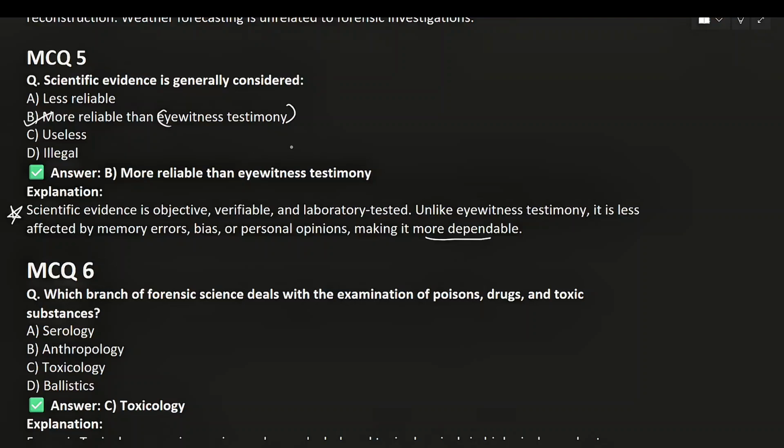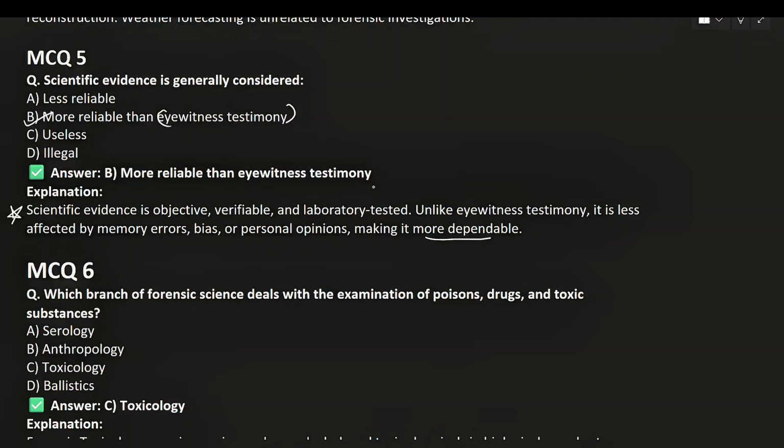Because it is objective and can be independently verified. It is generally considered more reliable than eyewitness testimony, which may be affected by memory error, stress, or personal bias. For this reason, courts often give significant importance to scientific evidence.